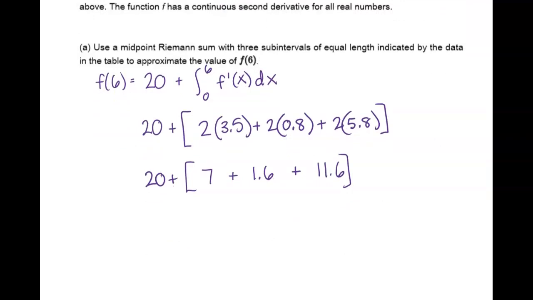So 20 plus 7 is 27, plus 1.6 is 28.6, plus 11.6 is 40.2. So then our value for f of 6 is approximately 40.2.